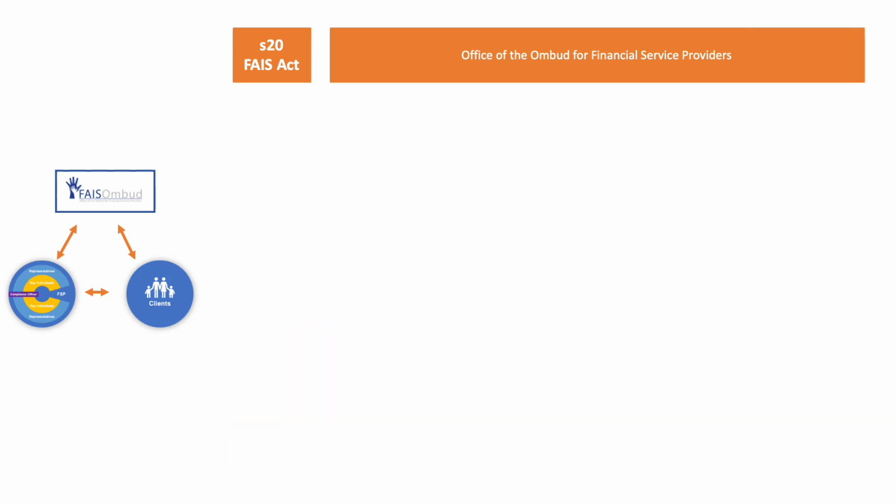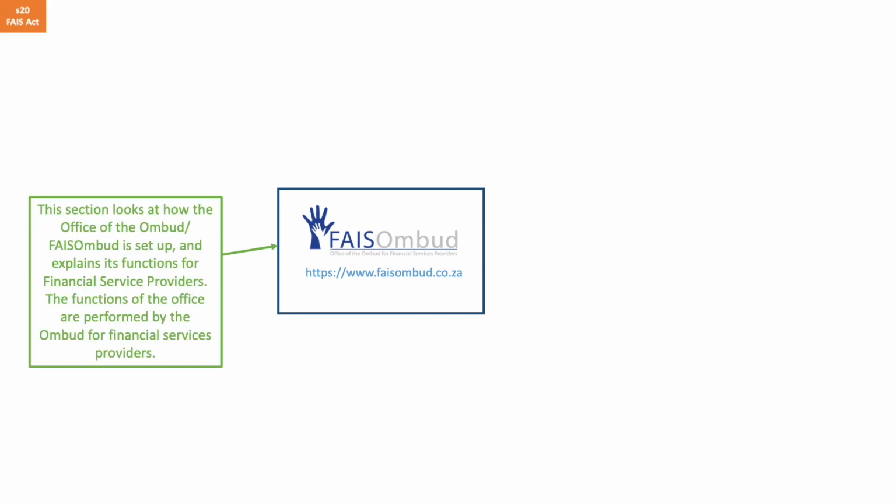Firstly, let's take a look at Section 20 of the FAIS Act, dealing with the Ombud for Financial Service Providers. The Office of the Ombud for Financial Service Providers is called the FAIS Ombud, as shown on its logo and website address illustrated here. Section 20 of the FAIS Act looks at how the Office of the Ombud for Financial Service Providers is set up and explains its functions for financial services providers. Basically meaning that the Ombud office is run by a person known as the Ombud.